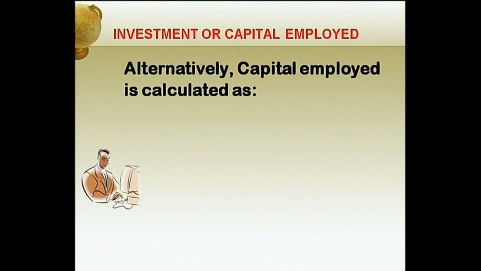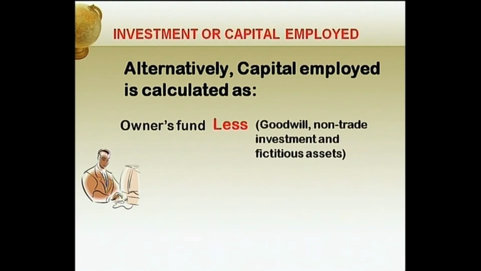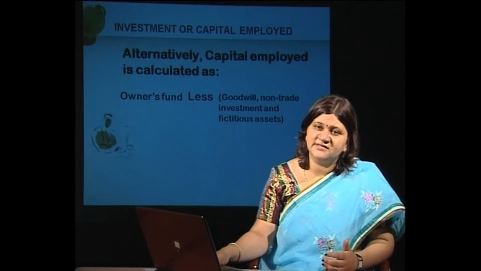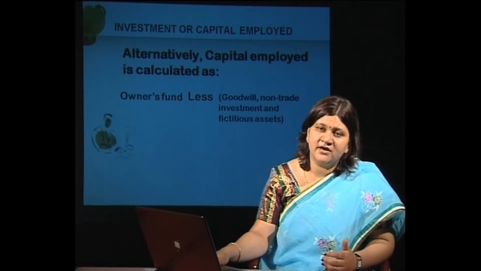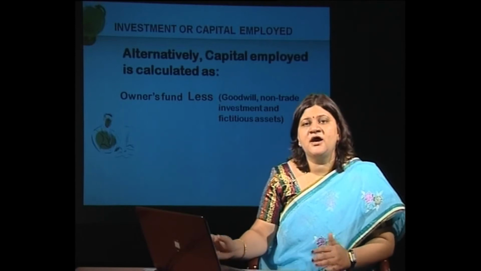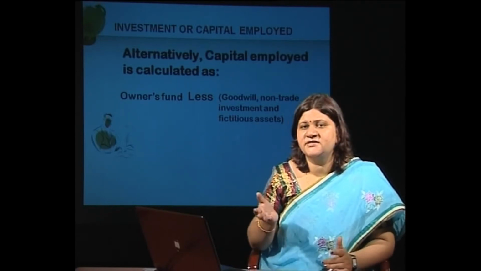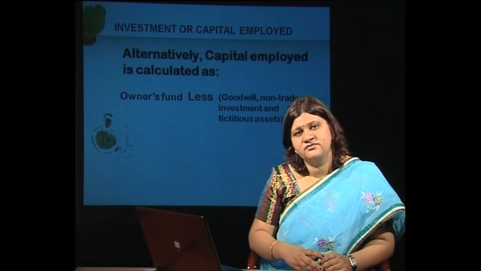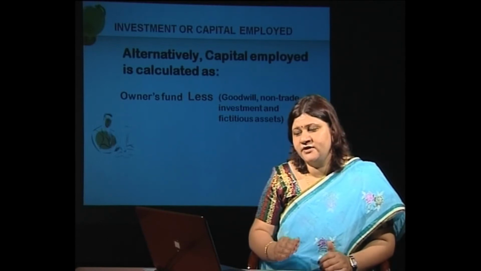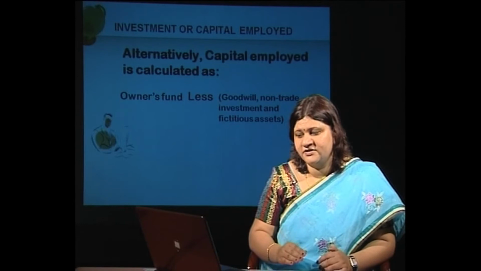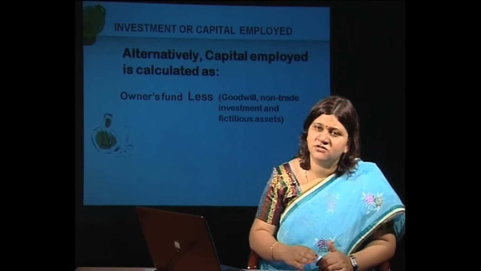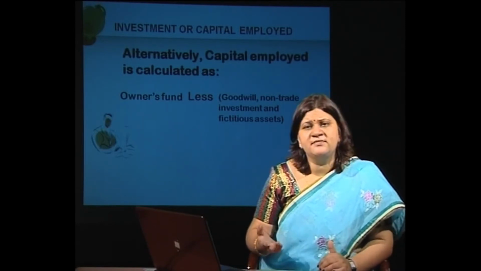So, let us understand how we are going to analyze it. We will take owner's fund less goodwill, non-trade investments and fictitious assets. So, at one end we are taking the fixed assets and working capital and excluding the long term borrowings, and alternatively we can go towards the liability side where we find out the owner's fund, but again we have to segregate the goodwill, non-trade investment and fictitious assets from the capital employed. So, both the methods can be taken.